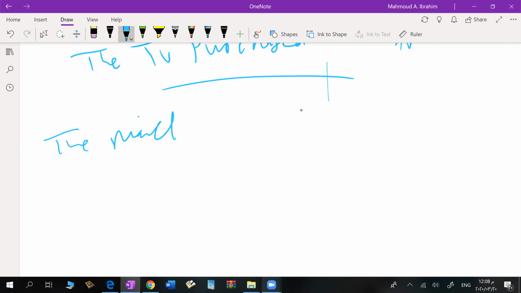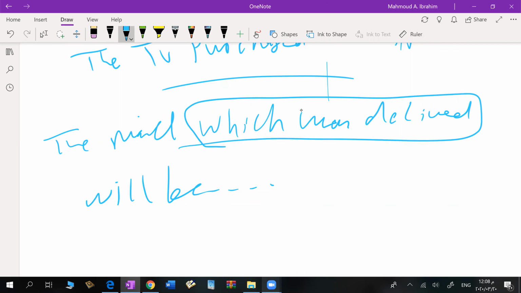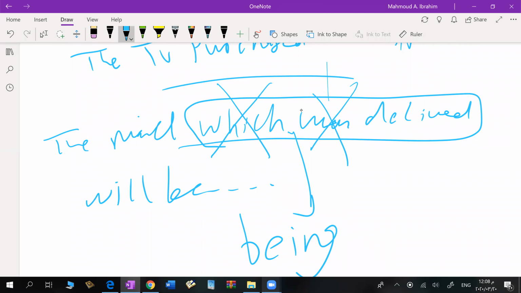The mail which was delivered will be I don't know what. When we reduce this sentence, I have to omit which and omit was and put a gerund instead. Correct? So the gerund of was is being. The gerund of be is being delivered.